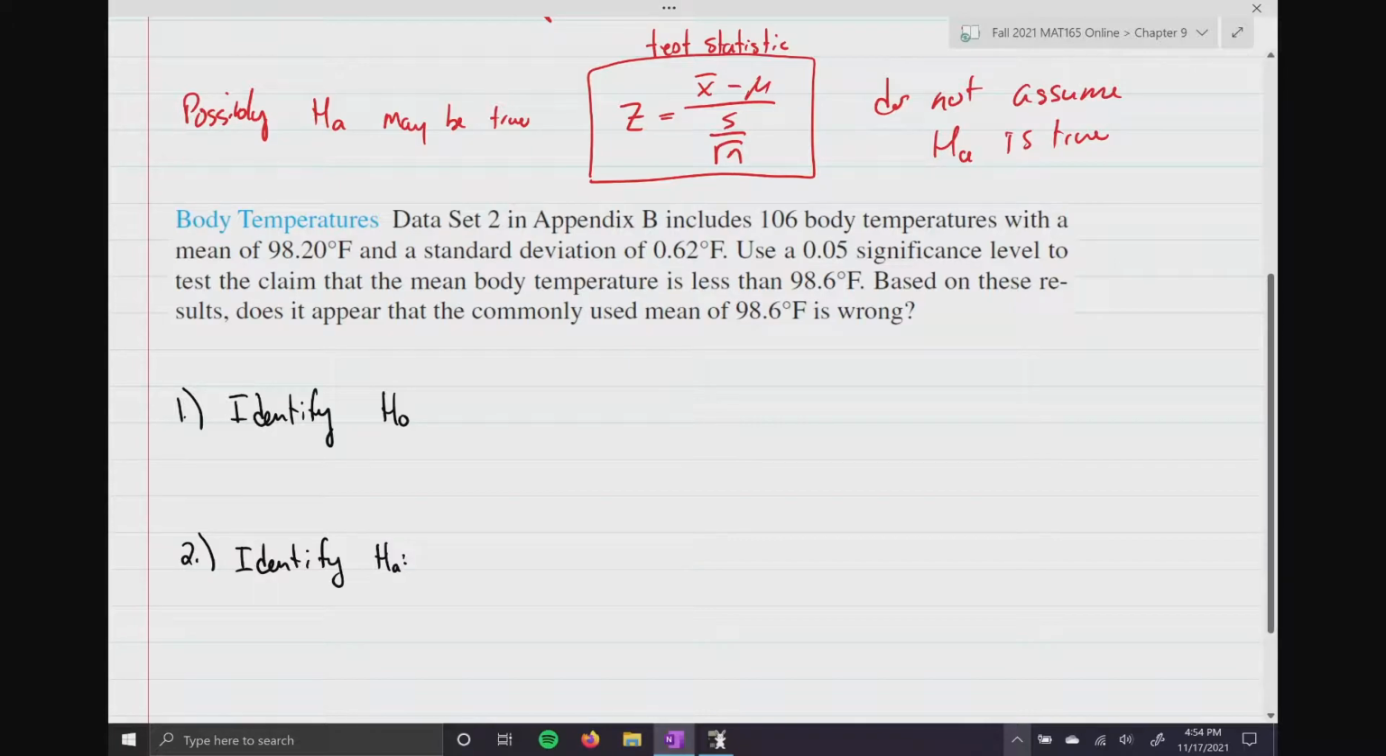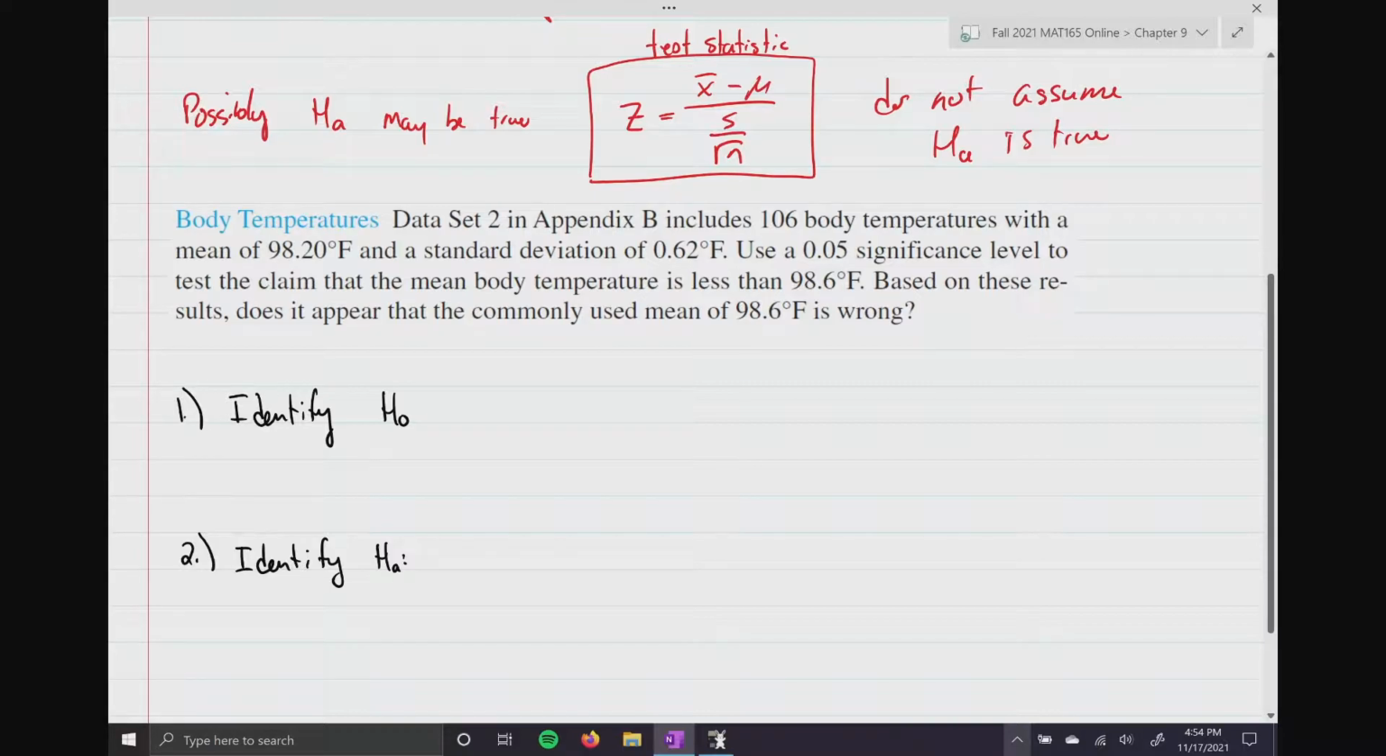So I got a little example here. You don't have to worry about data set 2, all right, because the information is summarized for us. However, I'm going to go ahead and read this. So in data set 2 in Appendix B, which comes from a different book, it includes 106 body temperatures with a mean of 98.2 degrees Fahrenheit and a standard deviation of 0.62 degrees Fahrenheit. Use a 0.05 significance level to test the claim that the mean body temperature is less than 98.6 degrees Fahrenheit. And then we're going to answer the question, based on these results, does it appear that the commonly used mean of 98.6 degrees Fahrenheit is wrong?